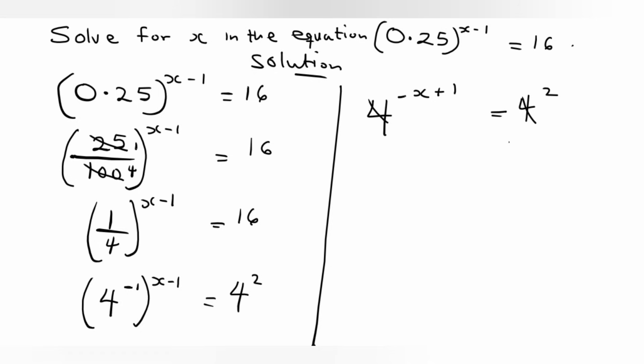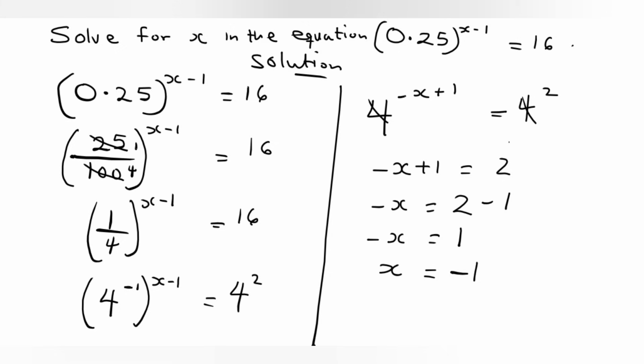So equating the powers, we have minus x plus 1 equal to 2. So minus x will be equal to 2. This plus 1, if I take it to the right hand side, it becomes minus 1. So minus x is equal to 2 minus 1 will give me 1. So when you multiply both sides by minus 1, you will have your x to be equal to minus 1. So the value of x is minus 1. Alright, so we have come to the end of this question.